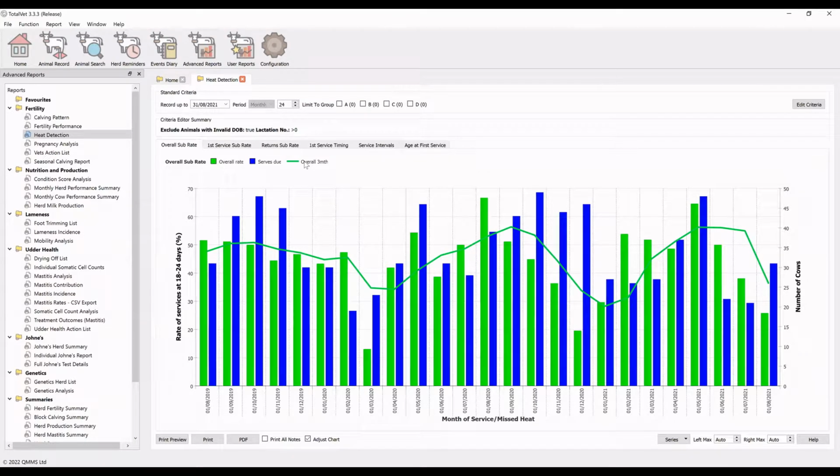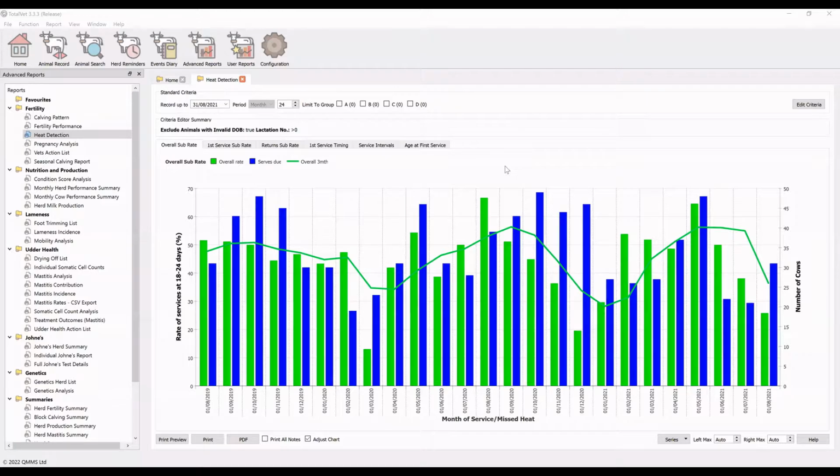Then we can add the rolling 3-month submission rate. Here we can see that there is some seasonality in submission rate. There appears to be a drop in submission rate in February, March 2020, and again in December, January of 2021. So this looks like it might be a seasonal trend in submission rate. So submission rate appears to be worse during winter housing. That might be due to poor heat detection, or it might be due to poor heat expression. That's something to investigate further.